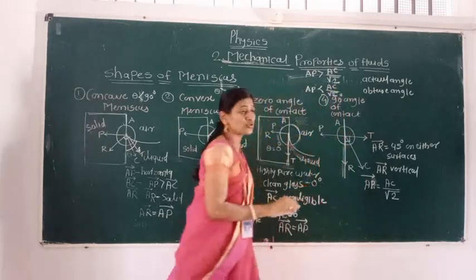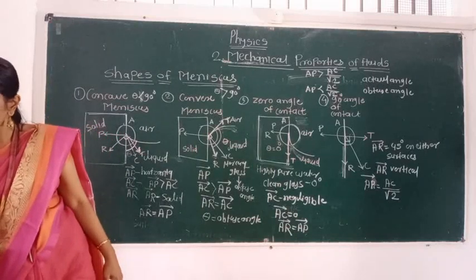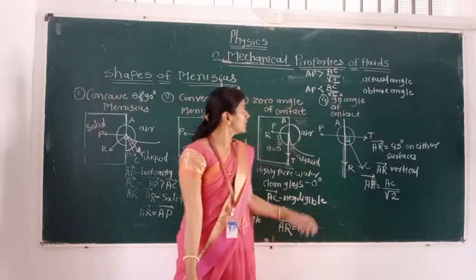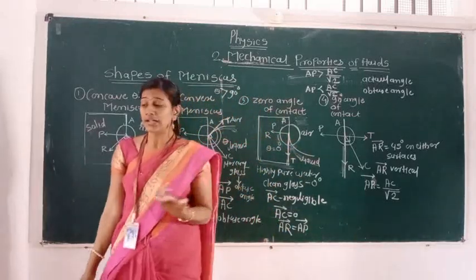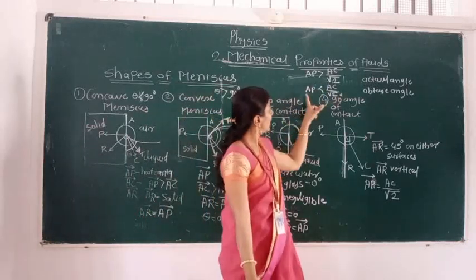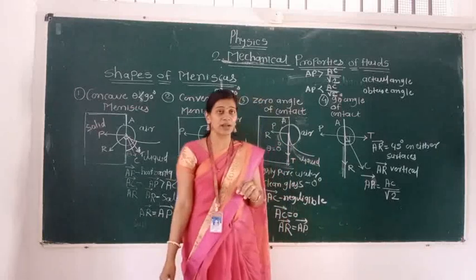It will be asked for 2 marks. It will come in MCQ. The conditions for concavity and convexity: for acute angle, AP is greater than AC divided by root 2, and for obtuse angle, AP is less than AC divided by root 2.